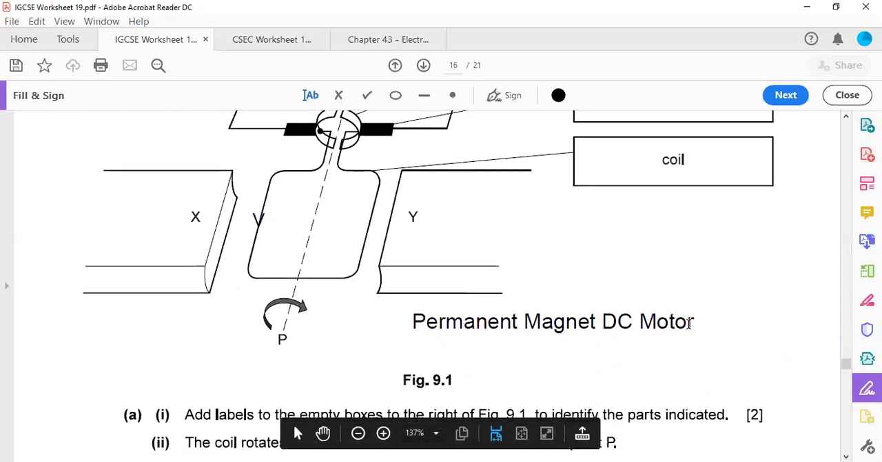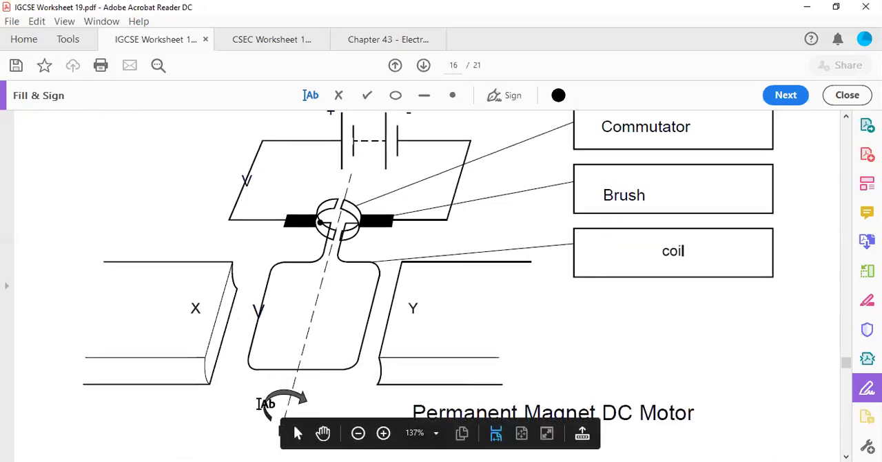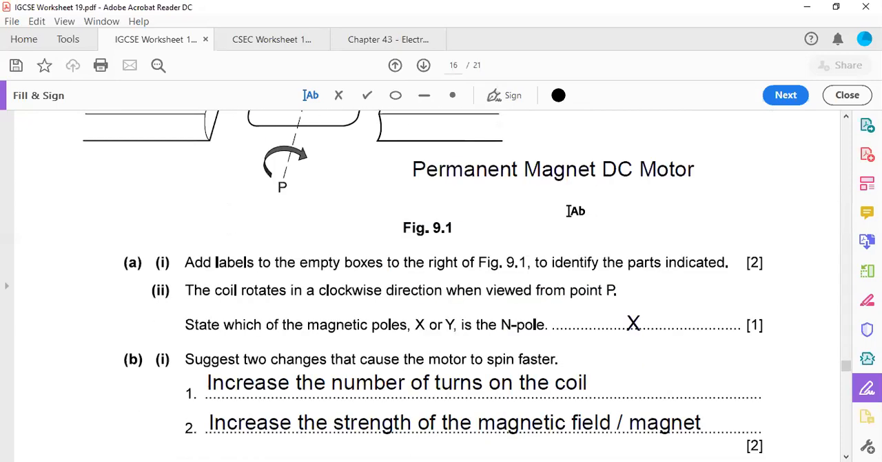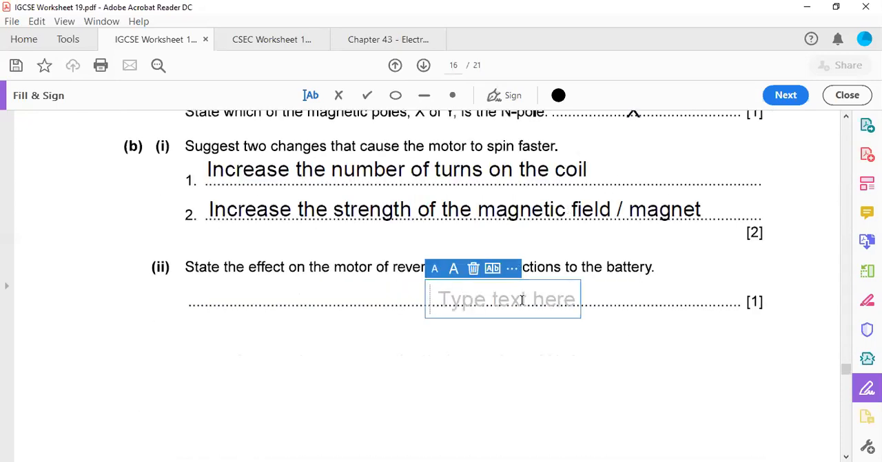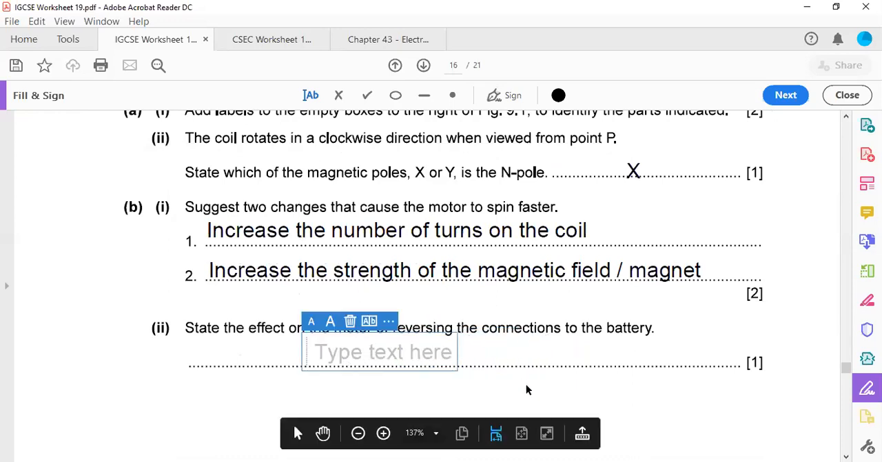All right. The connections are like this here. If you reverse the connection, what do you think is going to happen to the rotation? Right now it is clockwise. So you connect the red wire to the negative terminal and the black wire to the positive terminal. However, I switch it wrong. What do you think is going to happen to the motor? It will go anti-clockwise, exactly. It will rotate in an anti-clockwise direction.